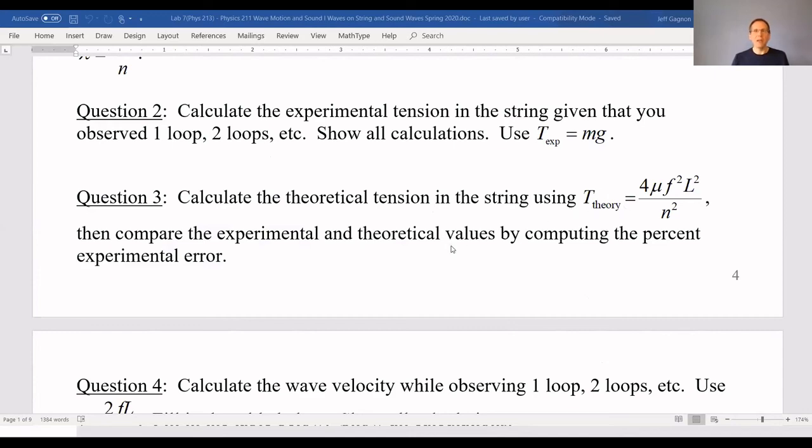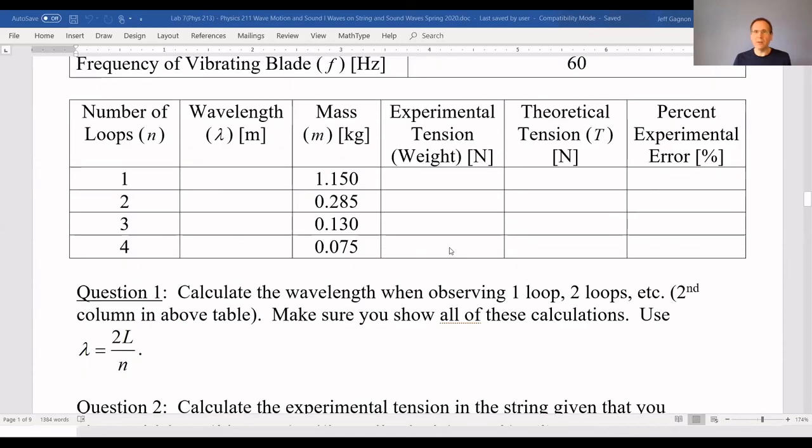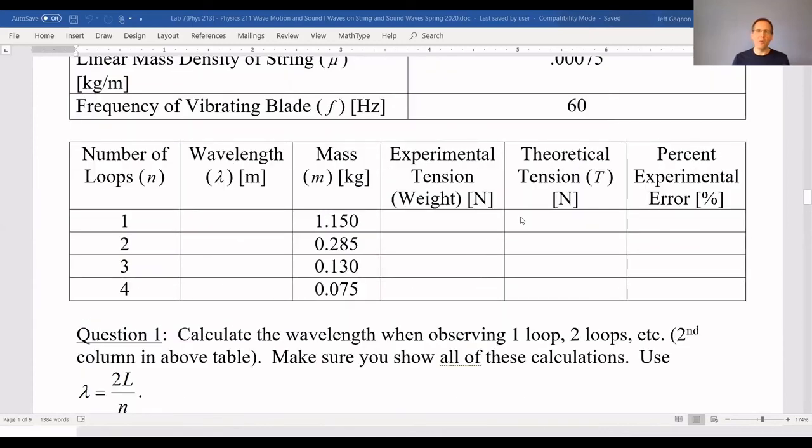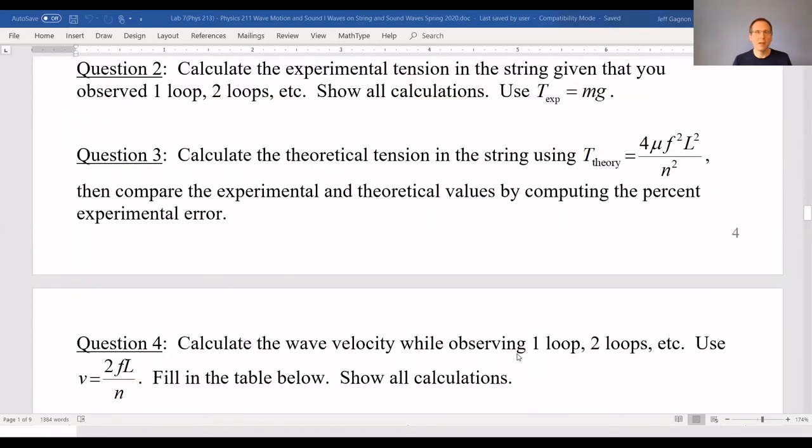And then once you have those values, you want to compare what you got theoretically to what I got when I did this experimentally, and we'll see how close these values are. So compare the two by computing the percent experimental error and show all these calculations. Show the 4 theoretical tension calculations and show the 4 percent experimental error calculations.